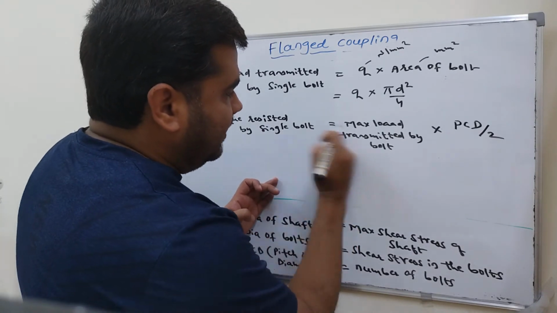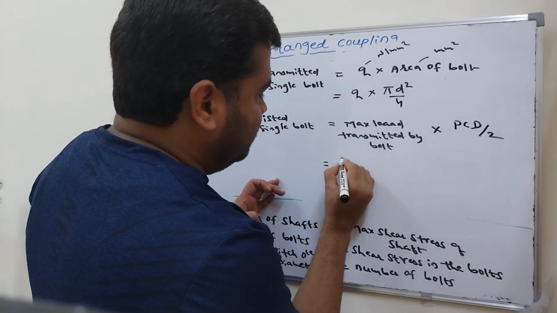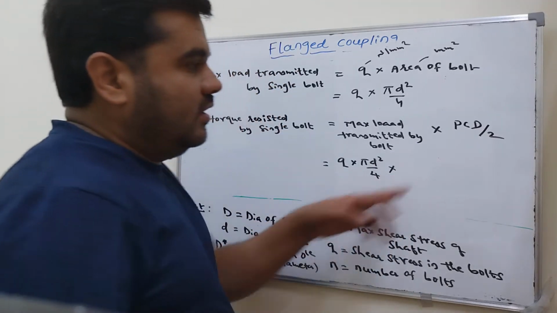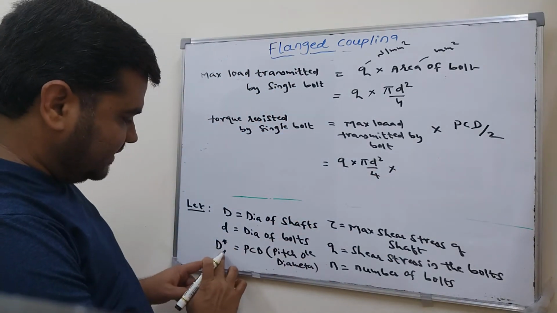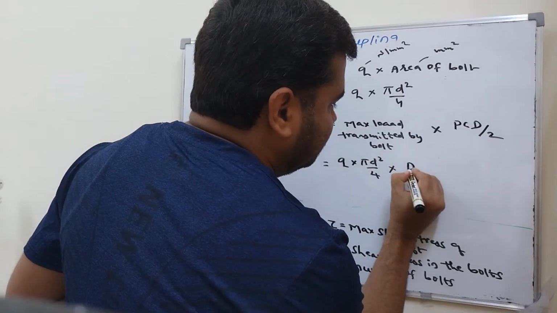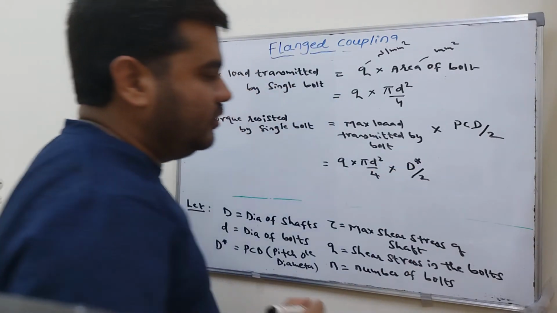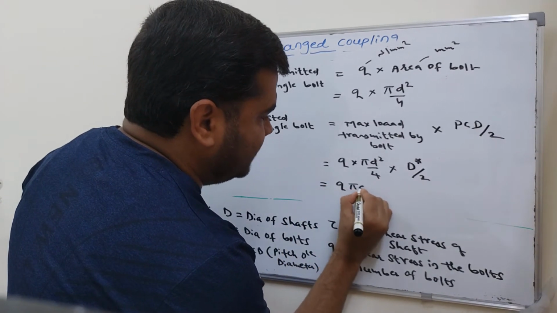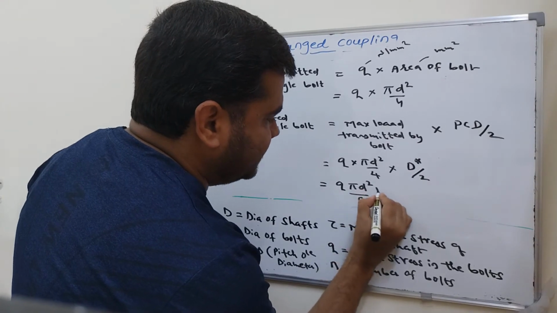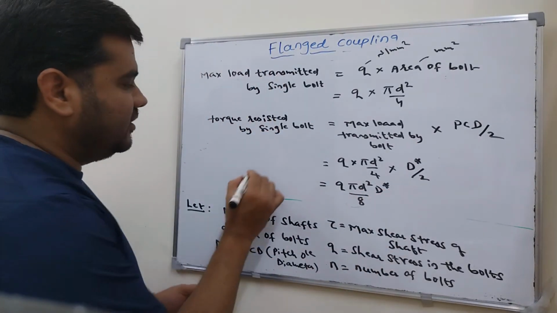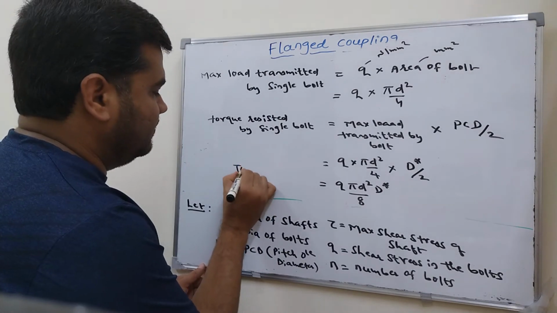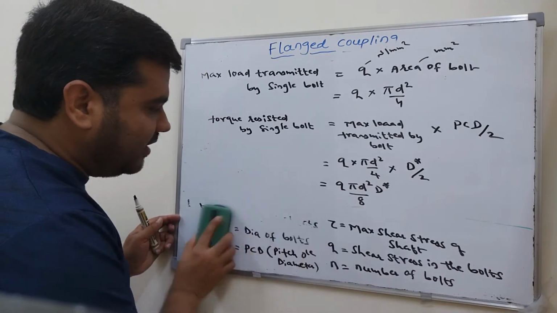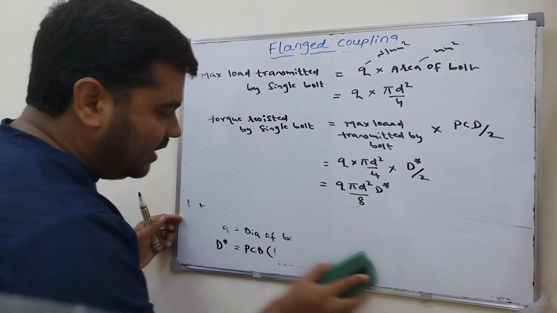Okay. So I will write here Q into pi d square by 4 into the pitch circle diameter divided by 2. The pitch circle diameter is d star. So this will be equal to Q into pi d square divided by 8 into d star. This is the torque transmitted by the single bolt. Okay. So if I want n number of bolts, how much is the torque transmitted by n bolts?